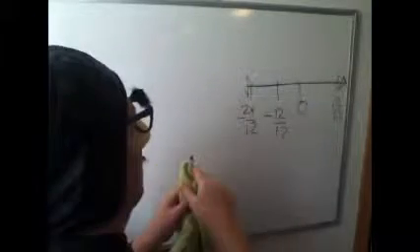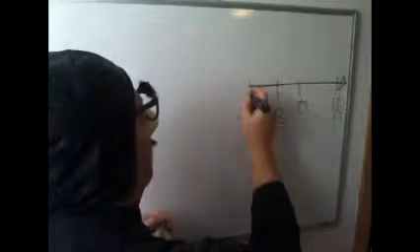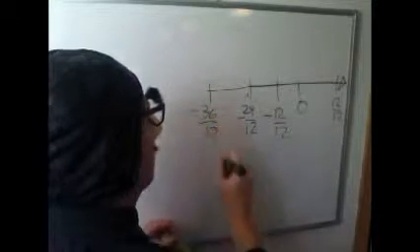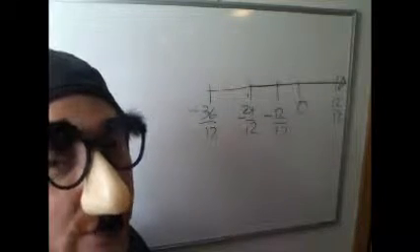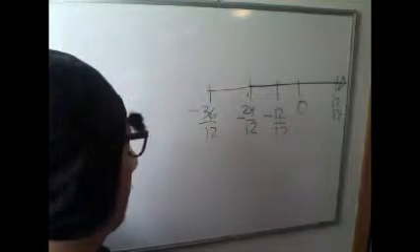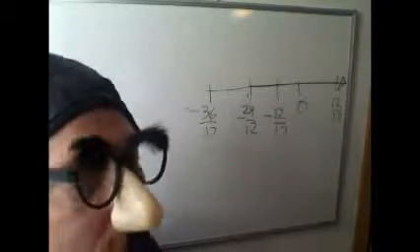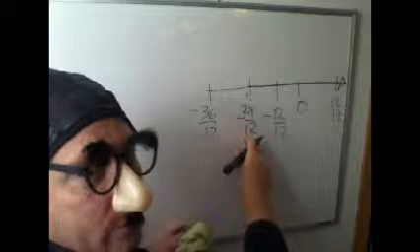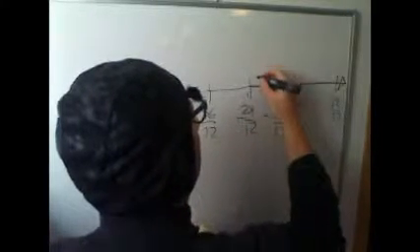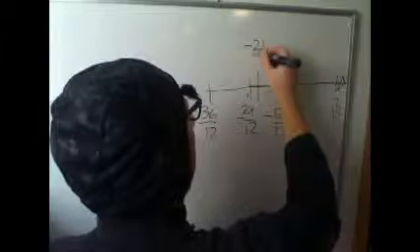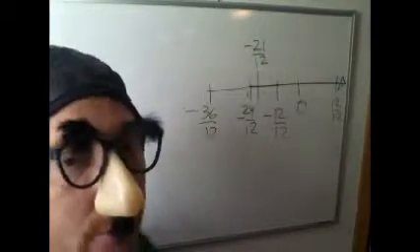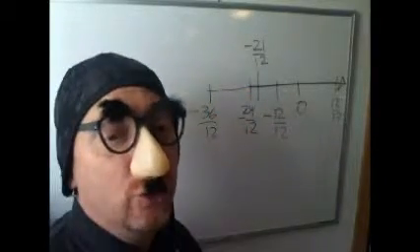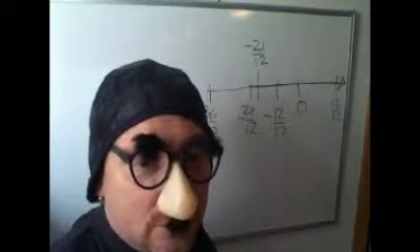And we know that negative 36/12 will be the equivalent of negative 3. Okay, what was our answer before? It was negative 21/12. So this would be negative 24/12. So negative 21/12 would be right about there. Okay, because we know that would be 24/12. That's almost the equivalent of negative 2. Questions? Comments? Funny jokes? Nothing?